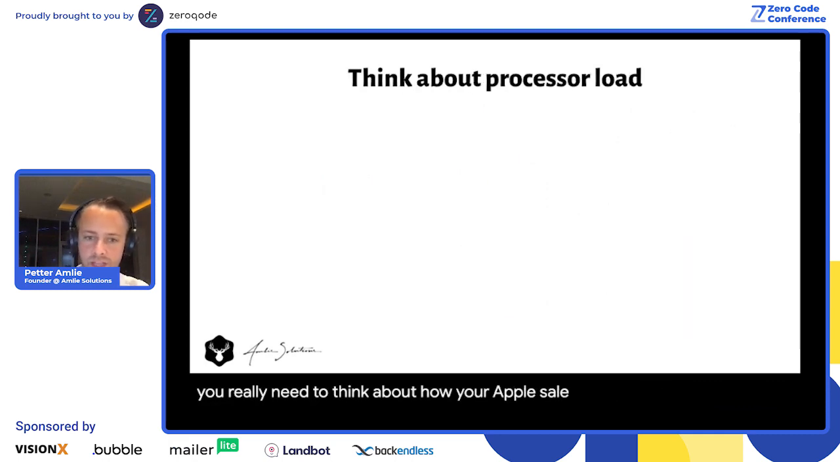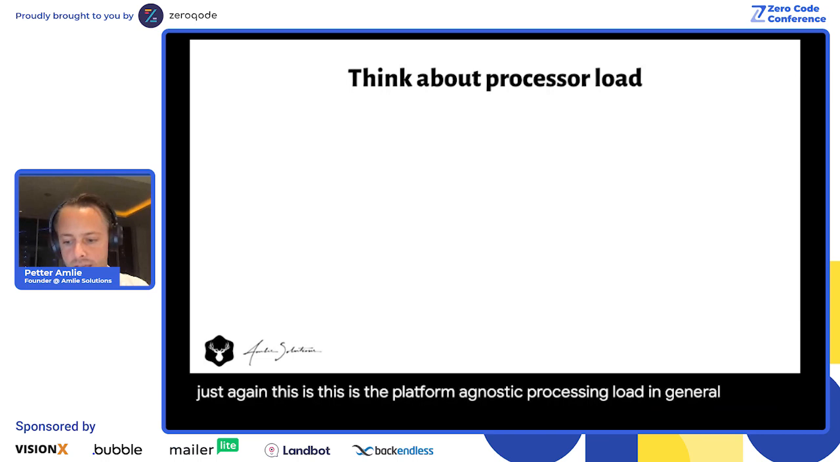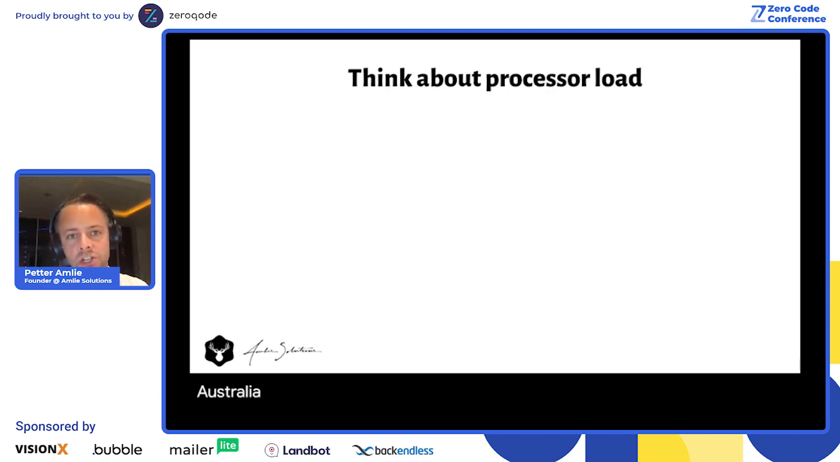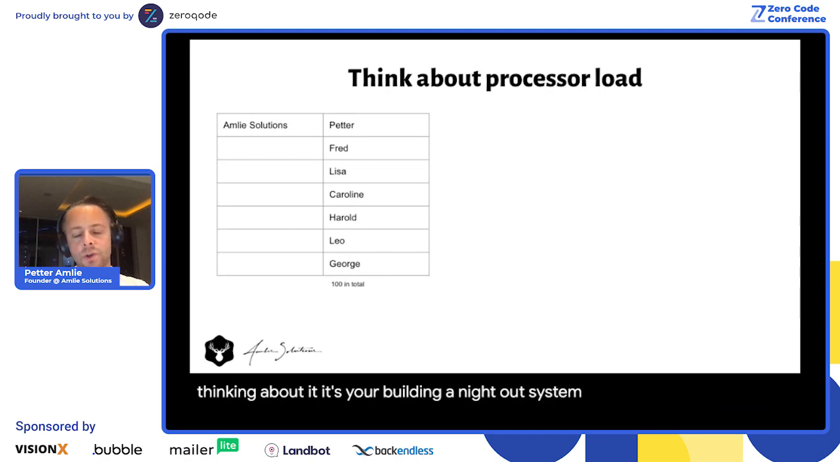And I'll show you an example here. Again, this is about Bubble, but it's really platform agnostic. It's about server processing load in general. And it'll show you how much extra work you can give your server without really thinking about it. So let's say you're building an HR system, and you're going to show on the screen a list of employees.